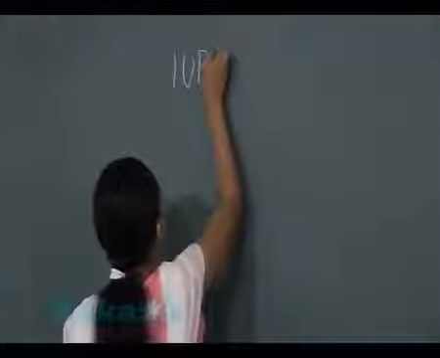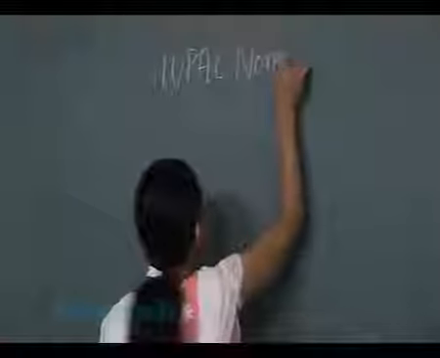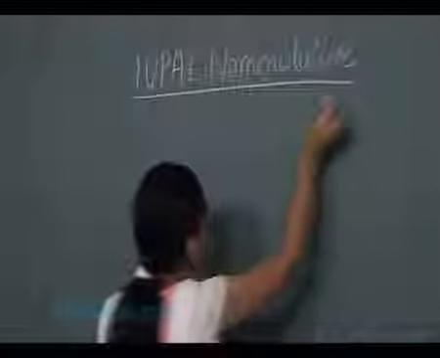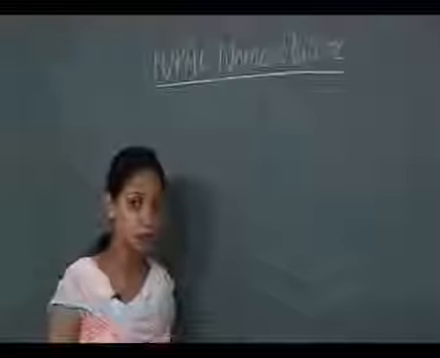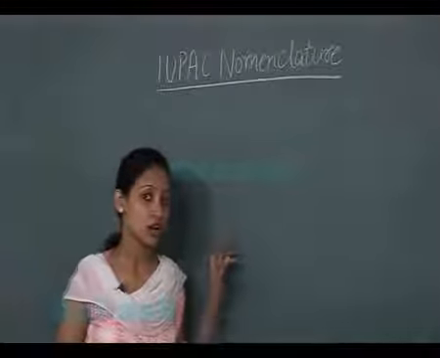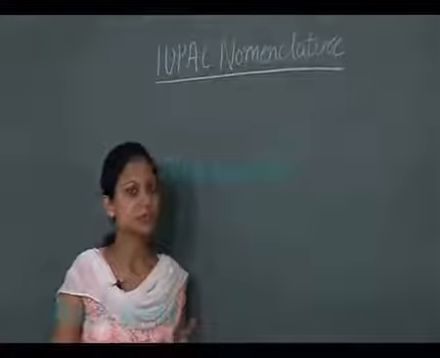Students, now we are going to start with the I.U.P.A.C nomenclature. Now, what is this I.U.P.A.C? As I told you before, it is International Union of Pure and Applied Chemistry. According to this I.U.P.A.C, the name of an organic compound consists of 5 parts. Let us study those 5 parts.